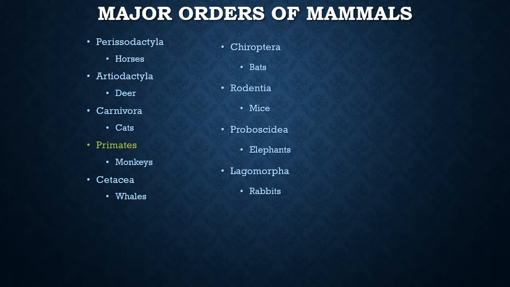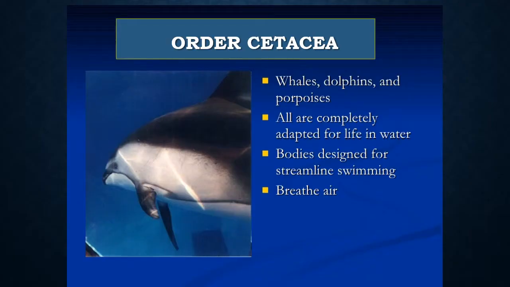And the other one that I just wanted us to take a look at is cetacea. And yes, that's because it's a personal preference of mine. So I just want to take a quick look at it. So order cetacea is going to be the whales, dolphins, and porpoises.